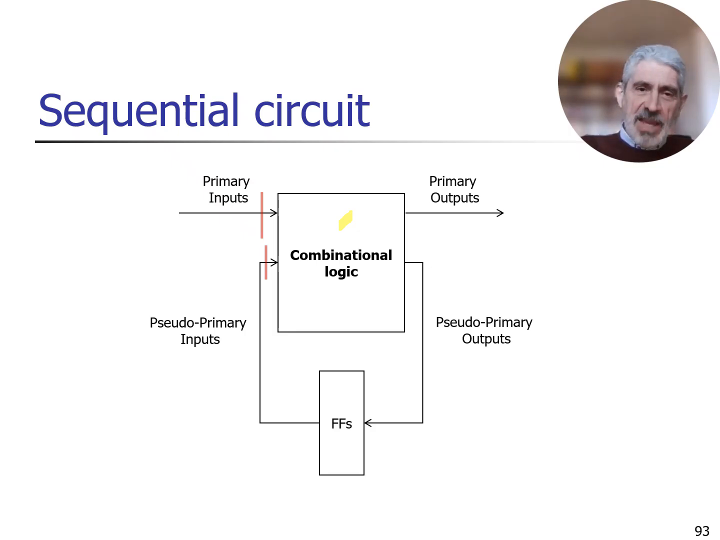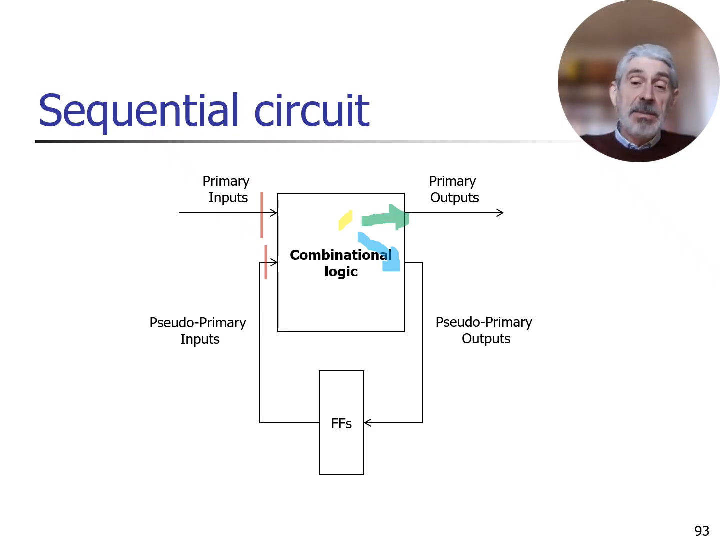Now, when these values are applied here, the effects of the fault may propagate to the primary outputs. Fantastic. In this case, I can detect the fault immediately. But in the general case, they may also or only propagate to the pseudo-primary outputs. So let's imagine this second case, which is less optimistic but more realistic. The fault effects are only propagated to the pseudo-primary outputs. I cannot see them because the pseudo-primary outputs are not visible.